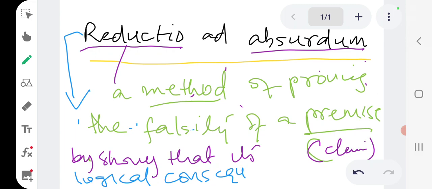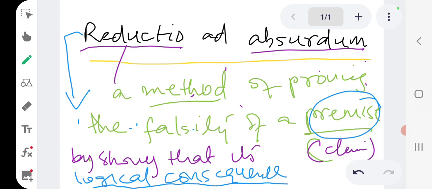What do we mean by logical? Logical consequence can mean what follows from your claim, either on its own or combined with other claims which are not disputed by either party, and then using the rules of inference, that is, moving from one claim to another. That's what logical consequences are here. The consequences are absurd or contradictory.